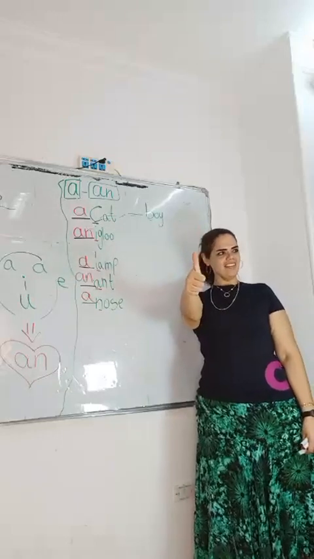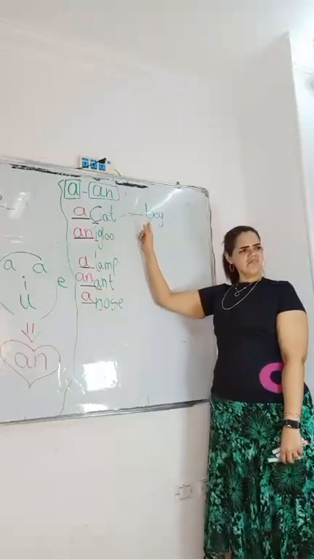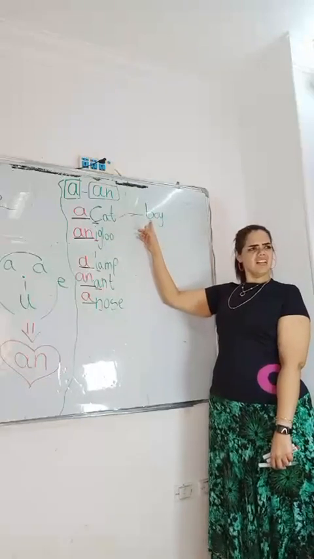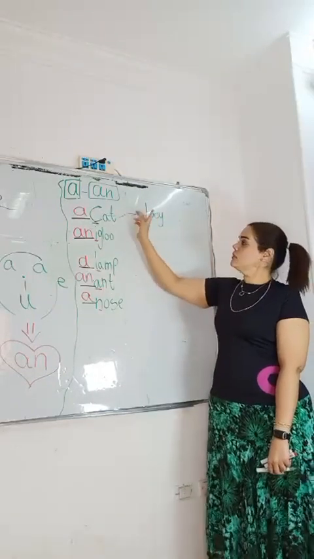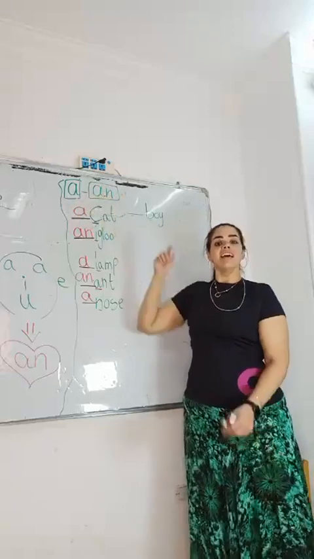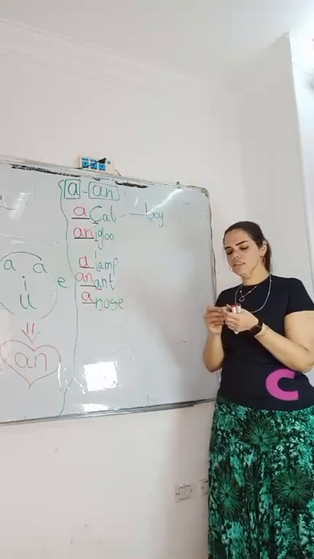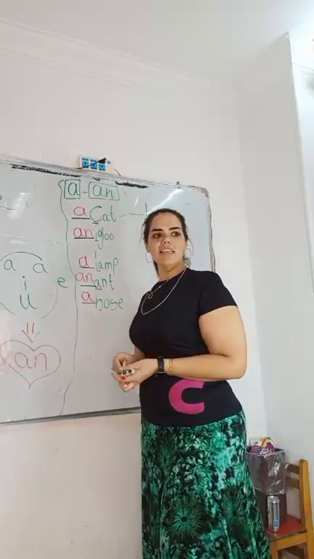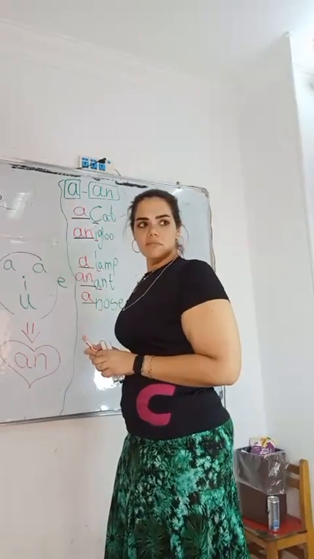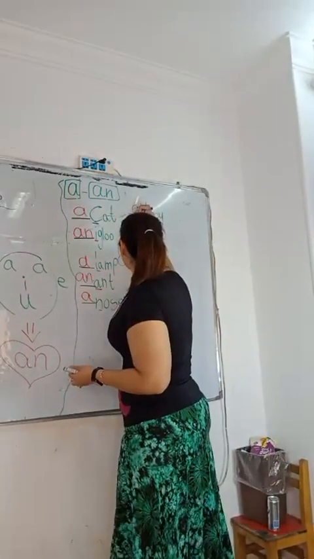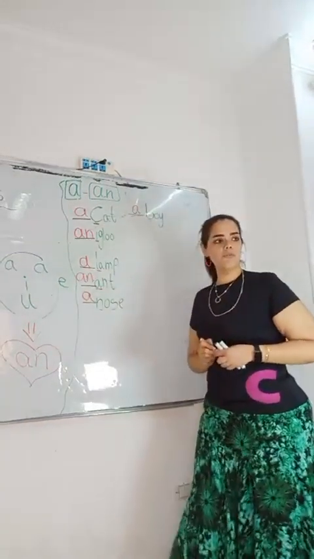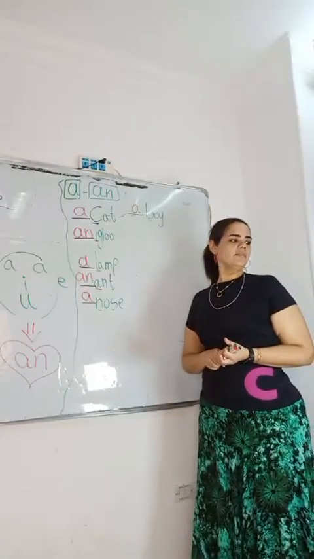Good. No. Is it a vowel? Do we use a or an? A. Bravo. We are going to use article a. Yassine, you understand? Okay. A. Great job. Bravo, Yassine. Next one.